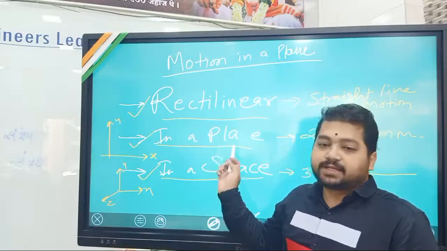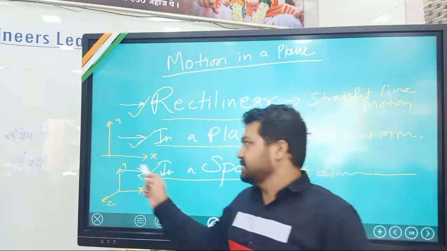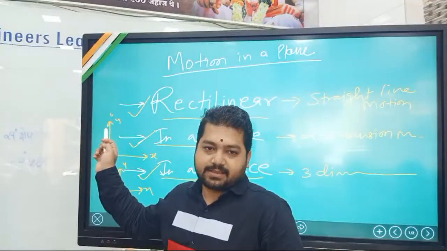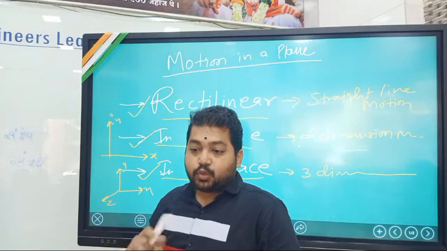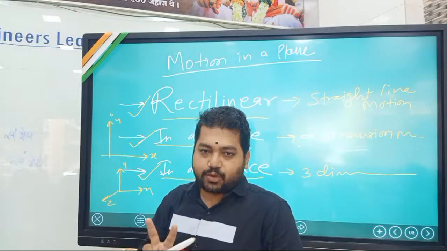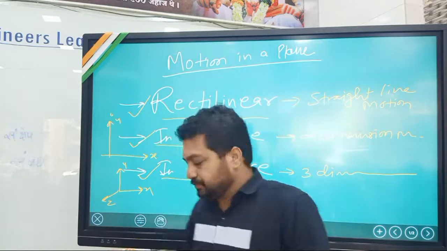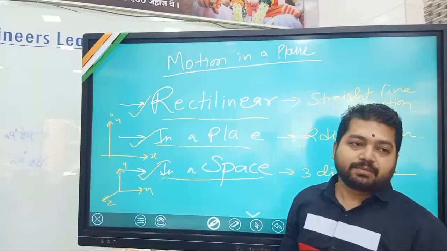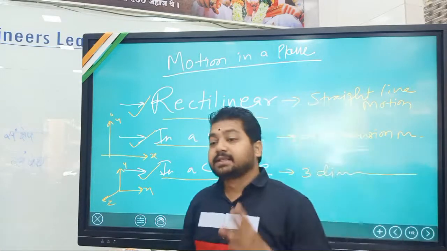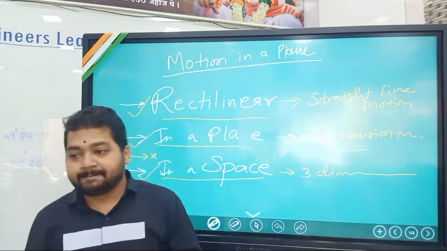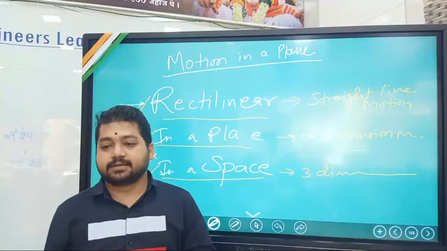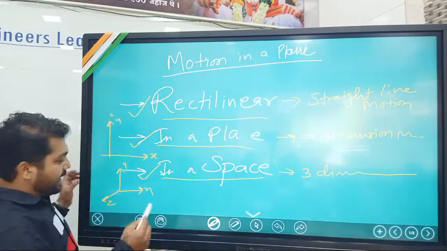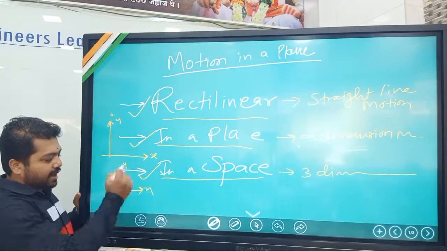Second, motion in a plane. It means that it is on the x and y axis. X axis and y axis. Two dimensional motion is called motion in a plane. Third, motion in space. So what is meant by motion in space? This motion is in three dimensions. Motion which is in three dimensions is called motion in space. Clear? So it will have three dimensions x, y and z.